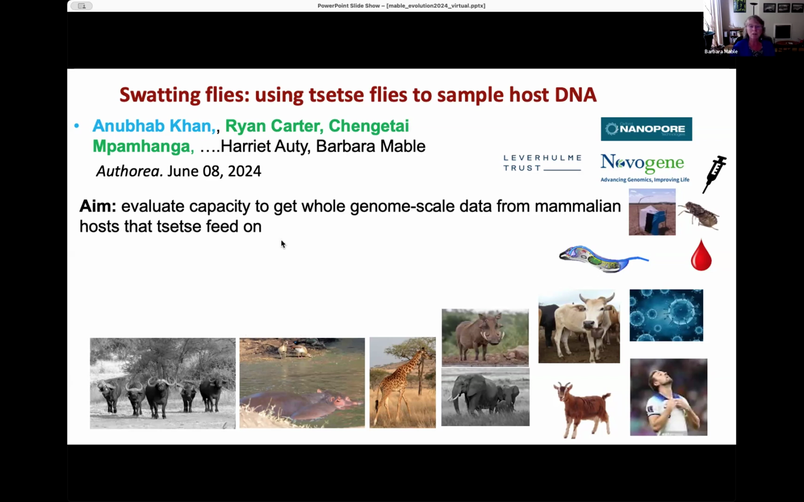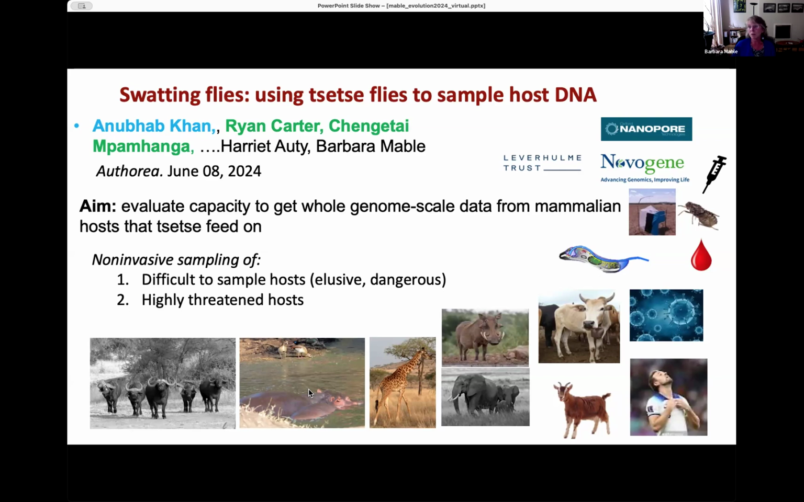But what we wanted to do that was a bit different was not just to identify what they were eating, but whether we could get whole genome scale data from these mammalian hosts. And this would allow non-invasive sampling of really difficult to sample hosts. So it's not very easy to get close to a buffalo or a hippo. And so if you could use the flies instead, that could be more efficient. Or highly threatened hosts that really want to have a non-invasive method of sampling.